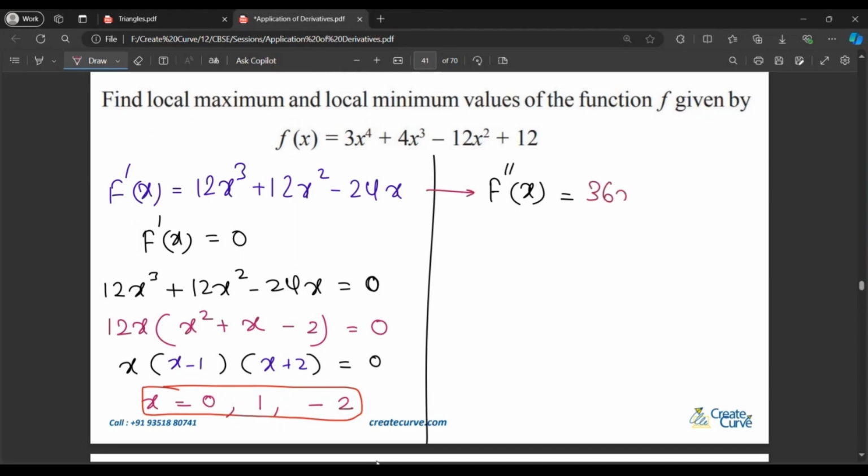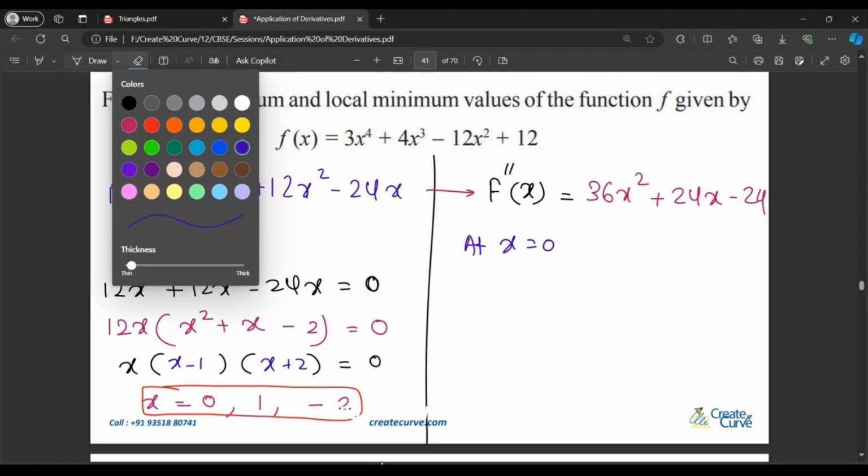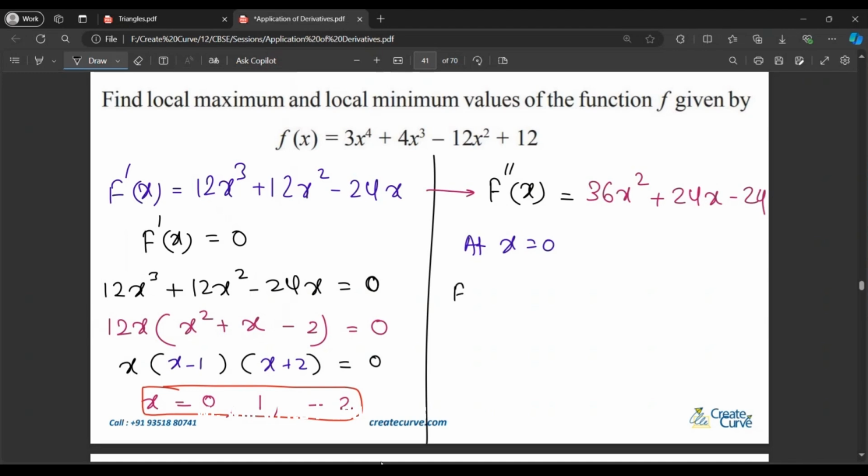Yes, it is 6x squared, then minus 24. Okay. Now what is the step saying? Whatever value we have got, suppose at x is equal to 0, we have to substitute this 0 here. Let's do the first step. So what will we write? We will write f double dash 0. So we'll get minus 24. Is it greater than 0 or less than 0? Less than 0.